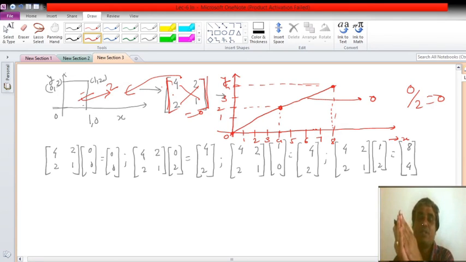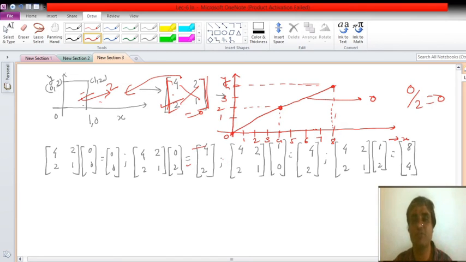So such a transformation is of no use to me because the information has been lost, and if I would like to retrieve it, it is very difficult to retrieve, correct? So if the determinant is equal to 0, its area is 0, which means it will not give any information, right?